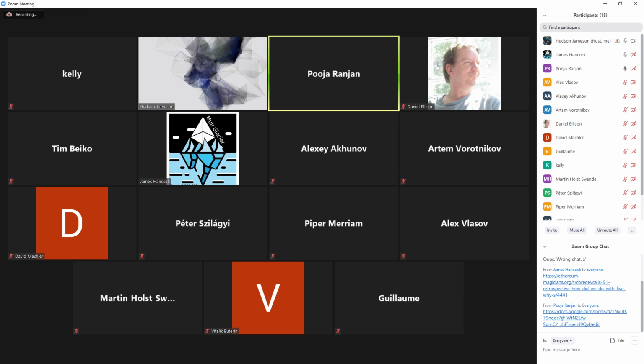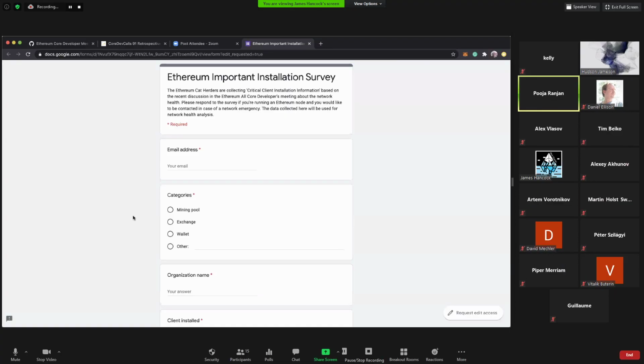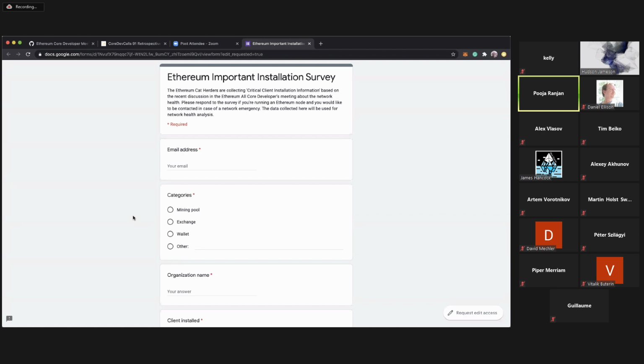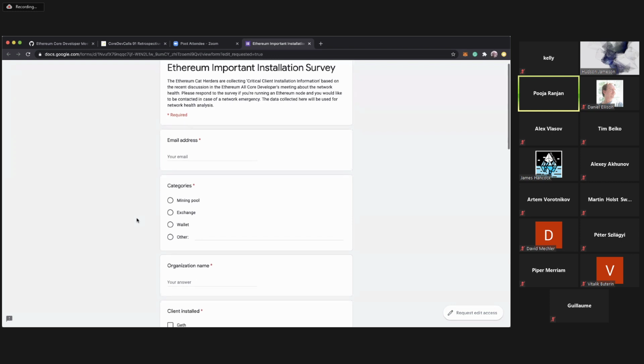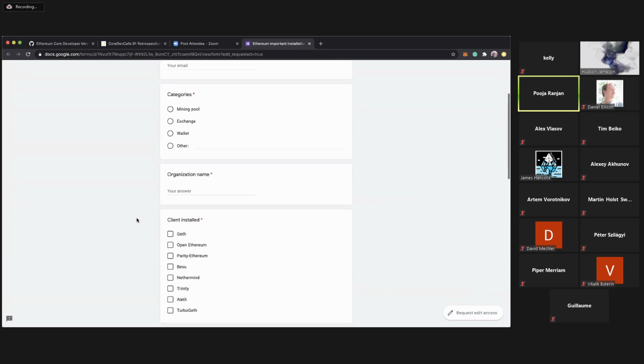This is basically to collect information about major installations such as mining nodes, mining pools, wallets, exchanges, and wherever. If somebody is running Ethereum nodes and has multiple nodes, we would like to collect this information. Based on the responses we have received so far, it appears that Geth is one of the major clients being used by people here.